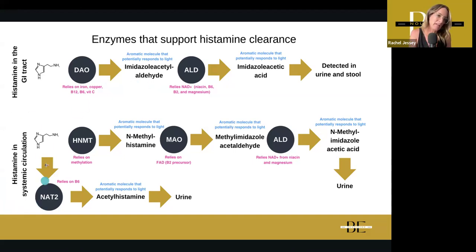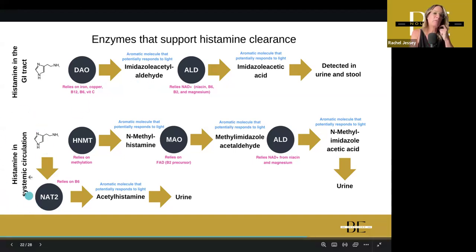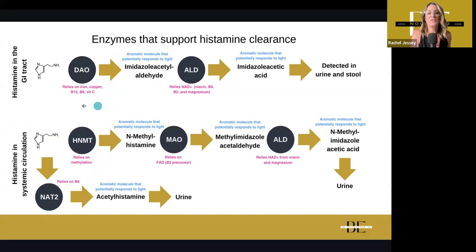Then we have histamine in the circulation. That's histamine in our bloodstream, so that needs to get removed from the body as well. And that will preferentially go down the HNMT enzyme pathway, which relies on a biochemical reaction called methylation. We're not going to talk too much about methylation, but understand that methylation relies on nutrition. It relies on key nutrients such as B12, B6, and folic acid or folate. And it also relies on various minerals, so potassium, magnesium and calcium.